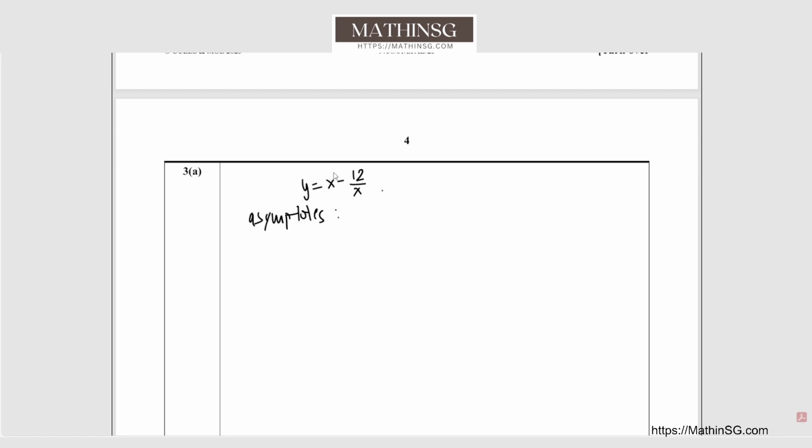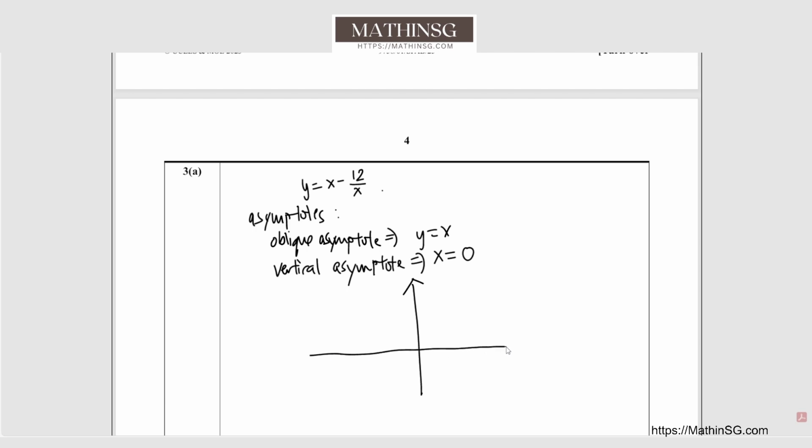So this is the oblique asymptote. So the oblique asymptote is y equals x. Then the vertical asymptote occurs when the denominator of this fraction is equal to 0. So in this case, x is 0. So now that we have done this, we can actually use the GC to find the rest. So let me draw it out. So based on the GC, this is what I have.